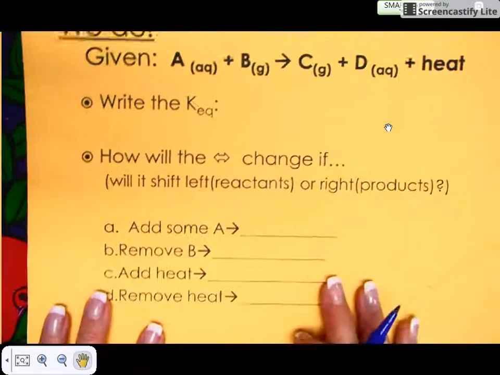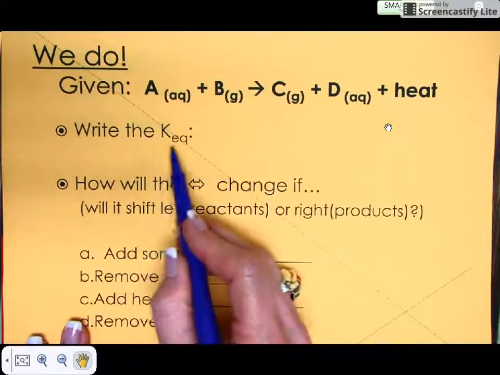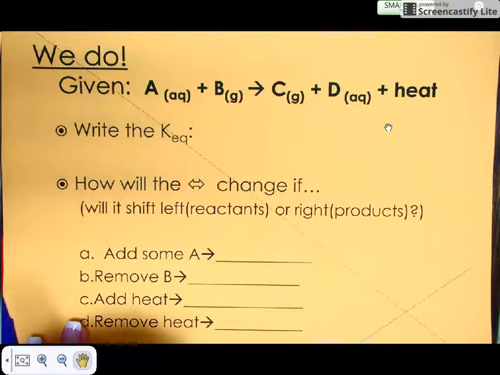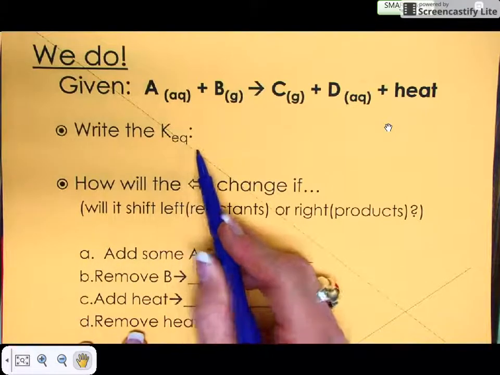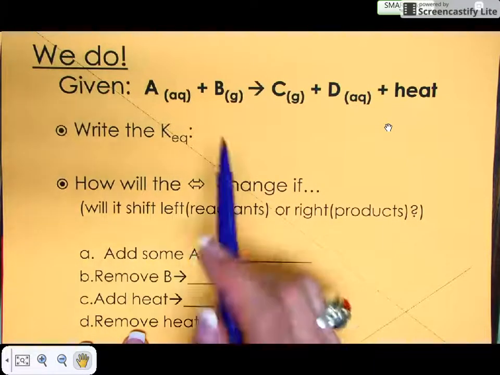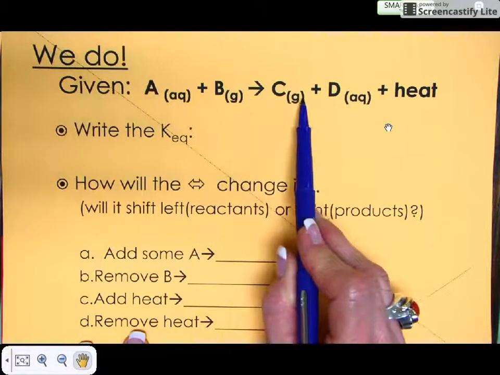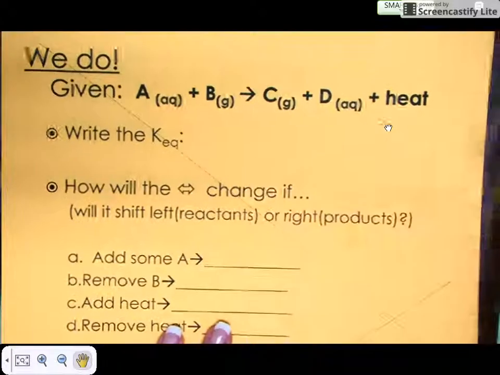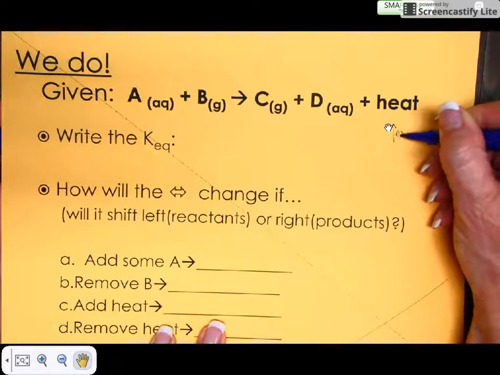Now let's look at an example. Hopefully this will make more sense. I know on your fill-in sheets it says write the KEQ. We're going to come back and do this at a different time once I've talked about the equilibrium expression. But for now, let's apply Le Chatelier's principle. Notice we have an aqueous substance here, a gas, an aqueous substance, and heat. Now, since the heat is on the product side here, we interpret that as being exothermic.